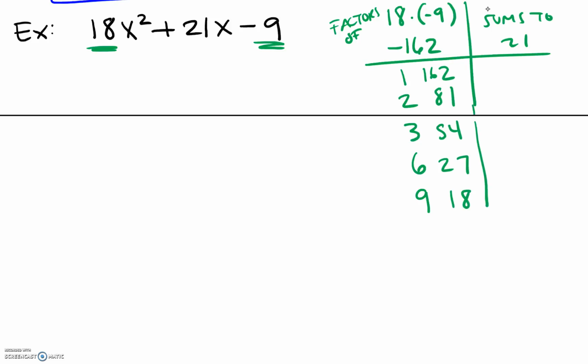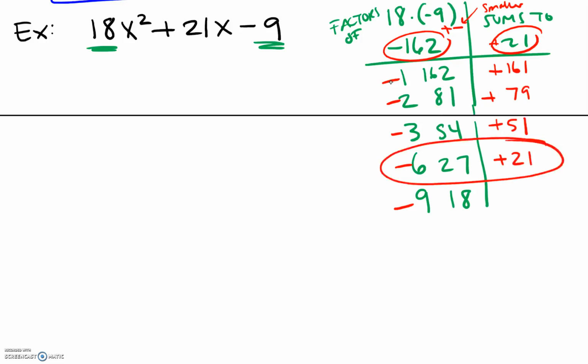So again, because we have a negative here, we know that our things have to have opposite signs. Because it's summing to a positive, the negative has to be smaller or the positive has to be bigger, right? So these are the negatives. Checking them out, positive 161, positive 79, positive 51, positive 21. That's exactly what I wanted, right? There's my winner. So again, we're going to split up our middle term using that. But this time it's going to cause us some problems. So let's see what happens.